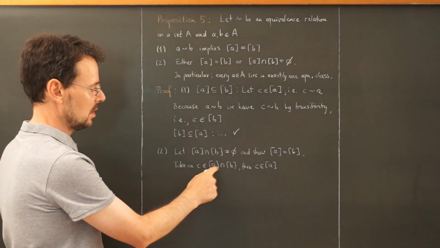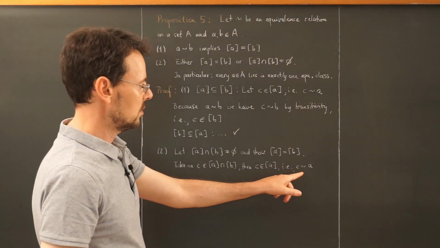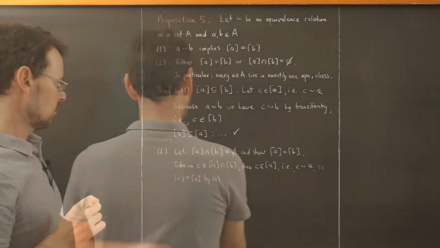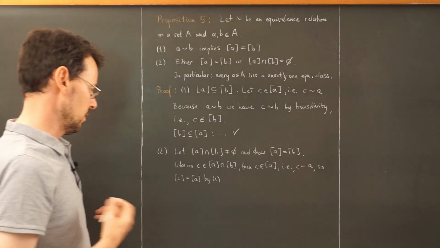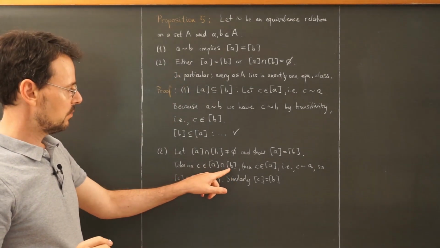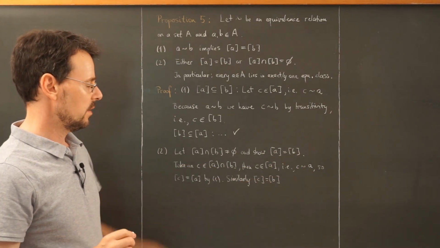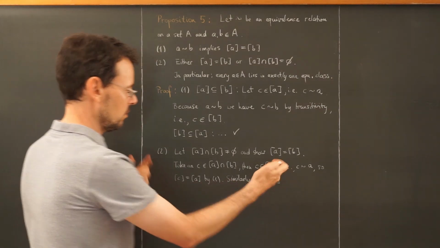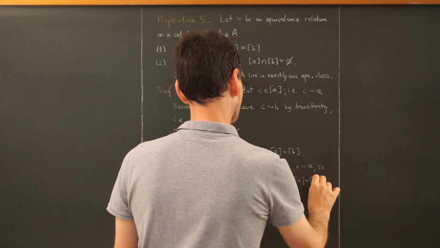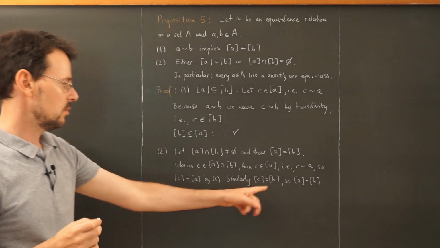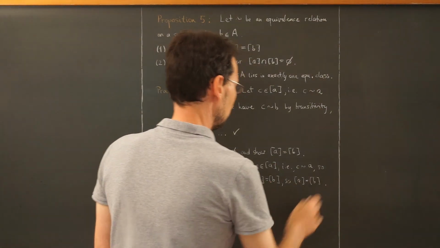Lying in the intersection means that it lies in both of those sets. So in particular, it lies in A. So by definition, this means C is equivalent to A. So by property 1, which we just proved, we have that the equivalence class of C is the same as the equivalence class of A. Exactly the same argument for B shows C lies in the equivalence class of B, so C is equivalent to B. So by 1, these equivalence classes are the same, but then it follows that the equivalence class of A must be equal to that of B because they are both equal to the equivalence class of C. So the equivalence classes of A and B must be equal.